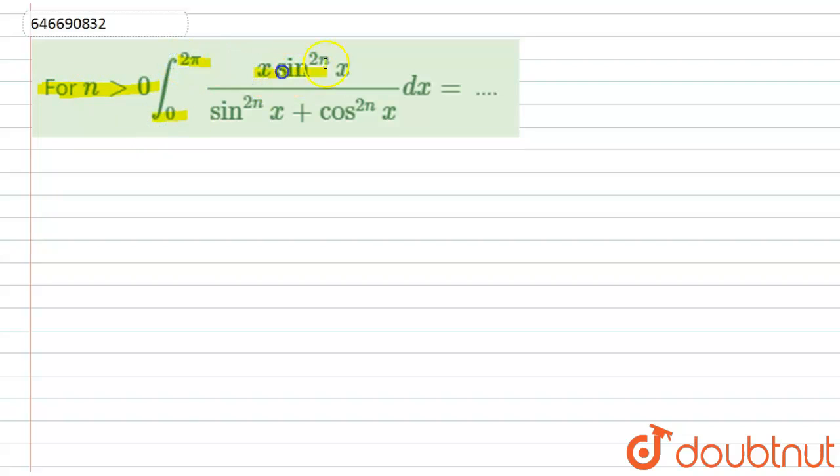Hello students, the question is: for n greater than 0, the integration from 0 to 2π of x sin^(2n)x divided by sin^(2n)x plus cos^(2n)x dx is equal to that dash. So for this, let's see the solution here.